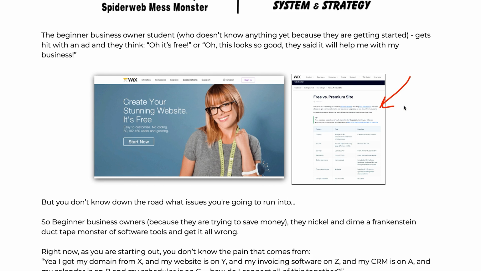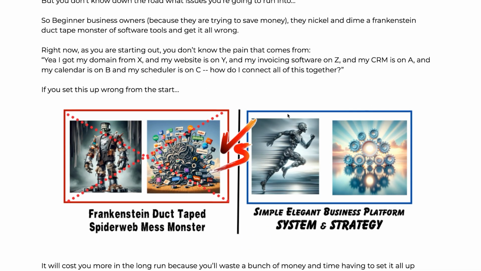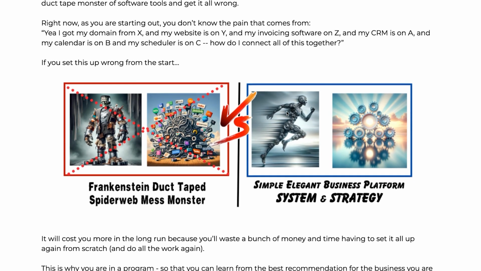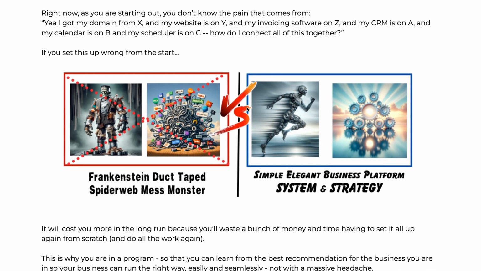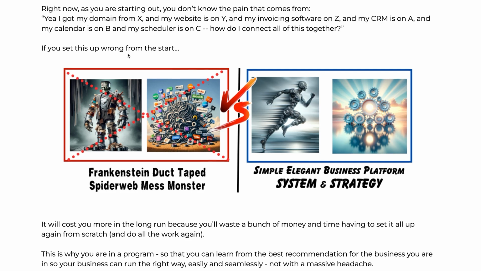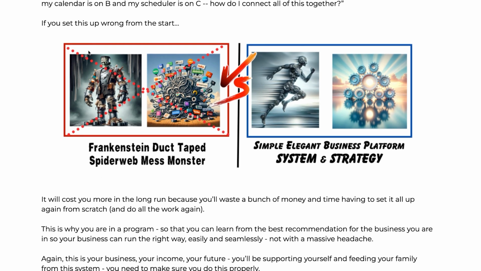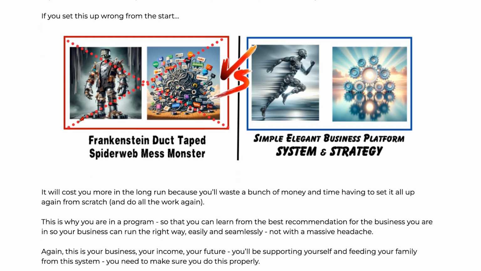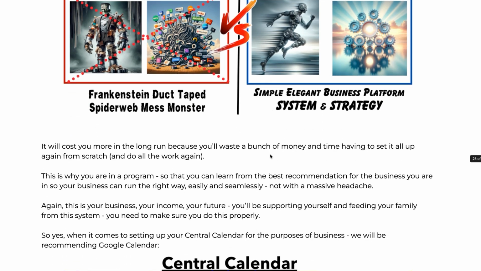And so unfortunately, beginner business owners try to nickel and dime and Frankenstein duct tape their monster, and they get it all wrong. Then they come to us and say, my business calendar is here, my scheduler is here, my domain name is here, my CRM is here, my XYZ is there. How am I going to connect all this together? The problem is they got it wrong from the very beginning. They built a Frankenstein duct tape spiderweb mess instead of having a system and a strategy that could actually work together. And so it ends up costing them more, not just financially, but also in time and attention.